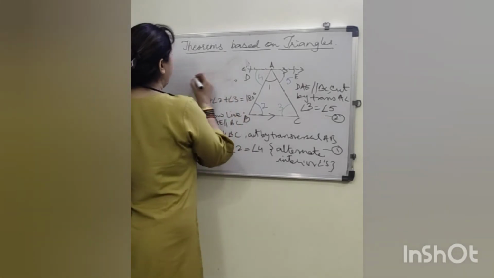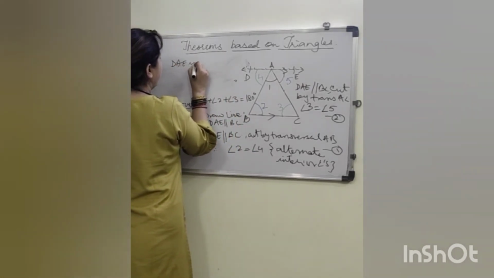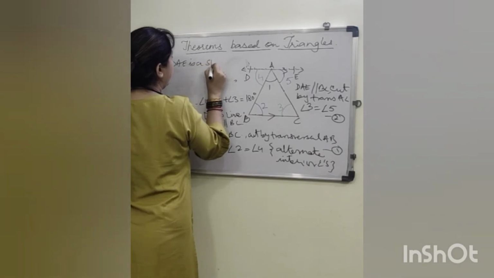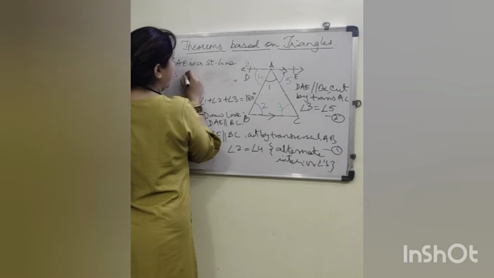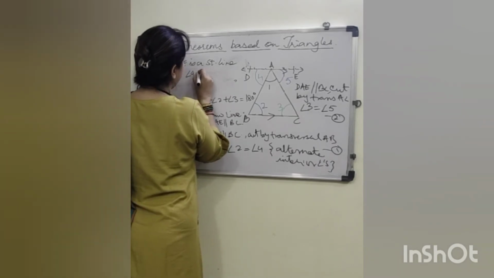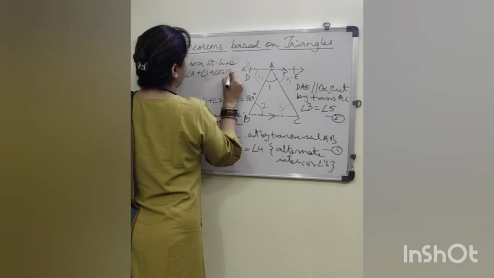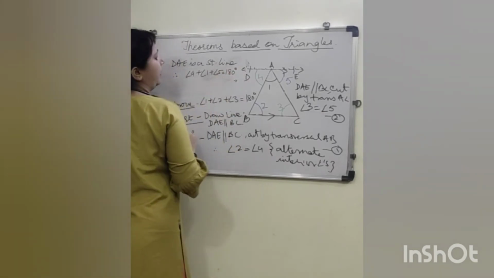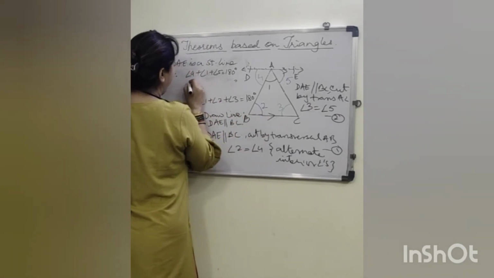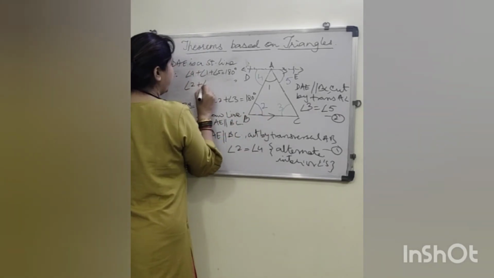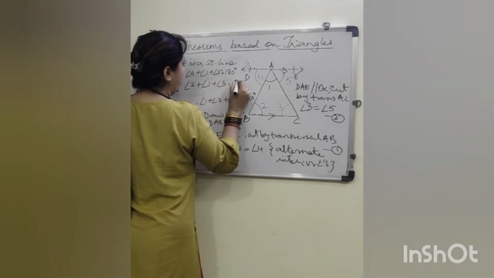Now look, DAE is a straight line. Fine. Therefore, angle 4 plus angle 1 plus angle 5 is equals to 180 degree. Straight angle. Replace 4 by this angle 2, 1 as it is, 5 by 3 is equals to 180 degree.